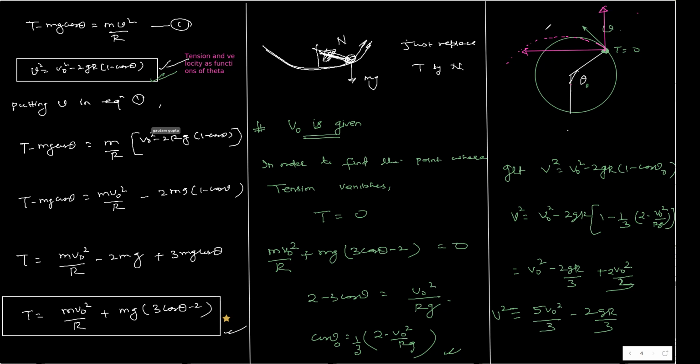Is it clear? So where tension will vanish, that point you find. If that point comes out to be less than your point of ambiguity, you know that it was at pi here, 90 degree. So if this theta comes out to be less than your point of ambiguity, that means the particle is not able to complete the circle. So from these formulas also you can find out whether it will be able to complete the circle or not.